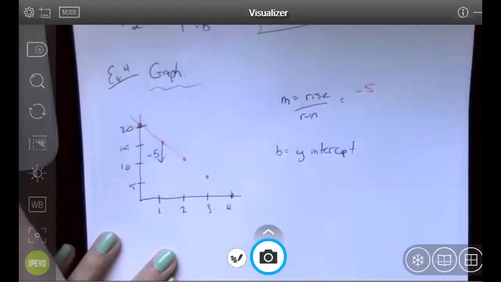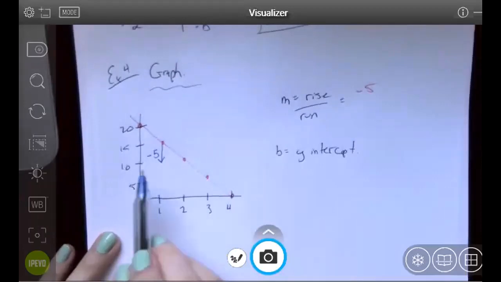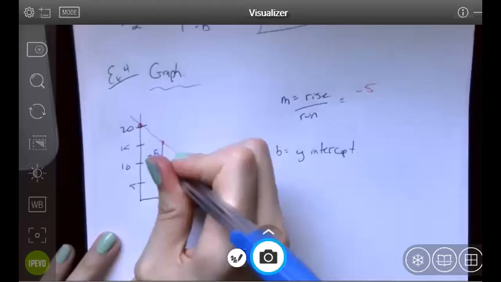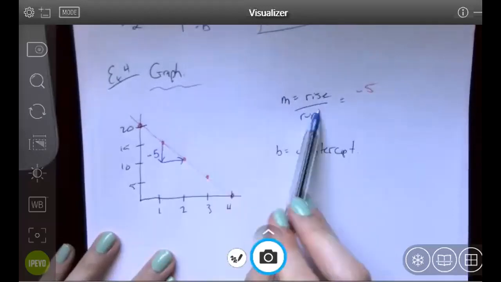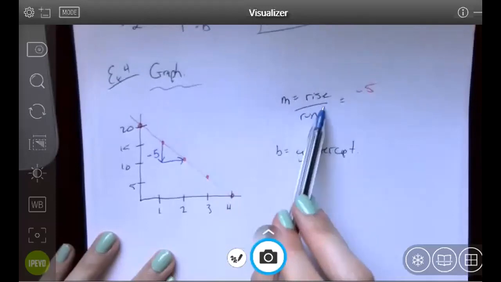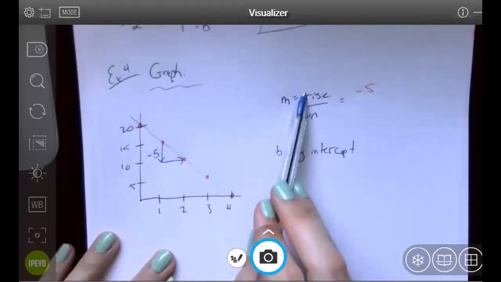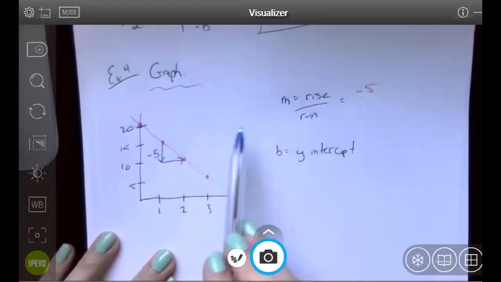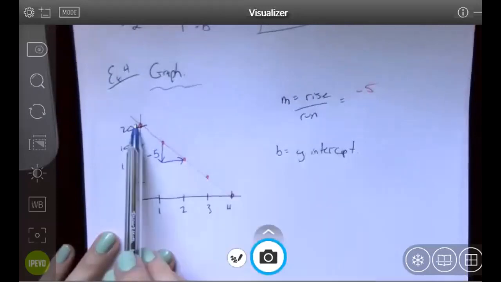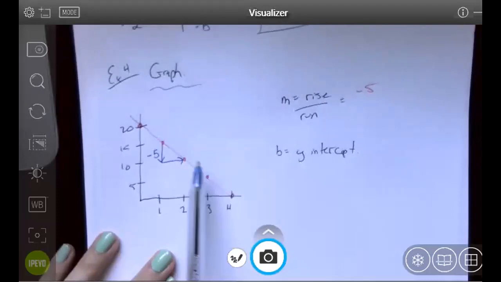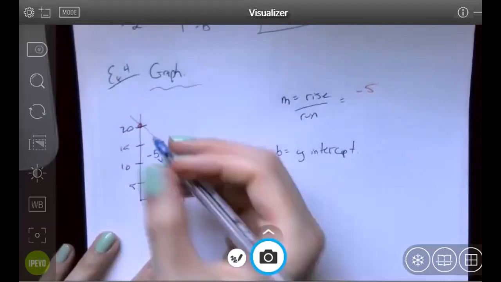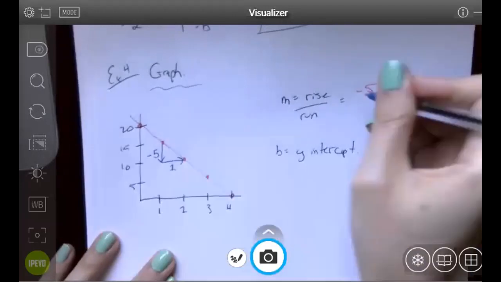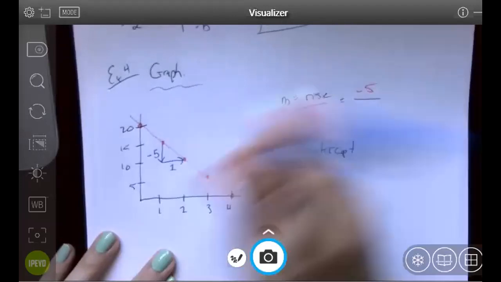And then our run is how far from left to right we have to go. Your run should always be positive. Your rise can be either positive or negative. That will be true as long as you're reading the line in the correct direction. So here we've gone from 1 to 2, so we've just gone over 1. So our run is 1.